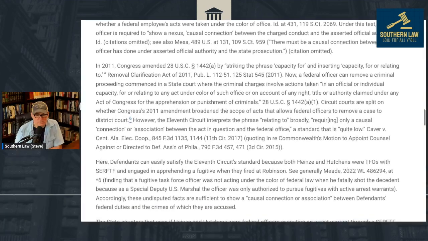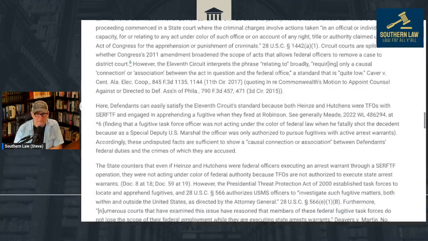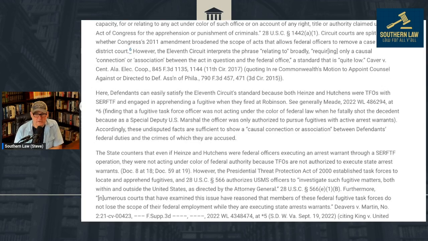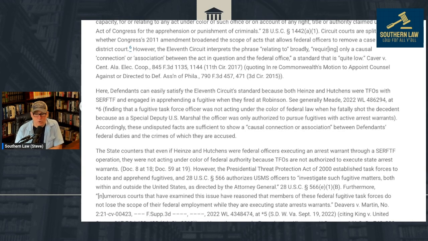They say circuit courts are split on whether the amendment broadened the scope of acts that allows federal officers to remove a case to district court, but the 11th Circuit interprets the phrase "relating to" broadly, requiring only a causal connection or association between the act in question and a federal office, a standard that is, quote unquote, quite low.